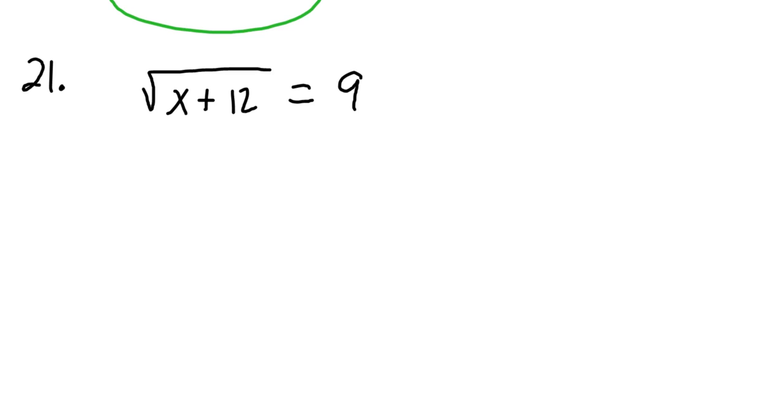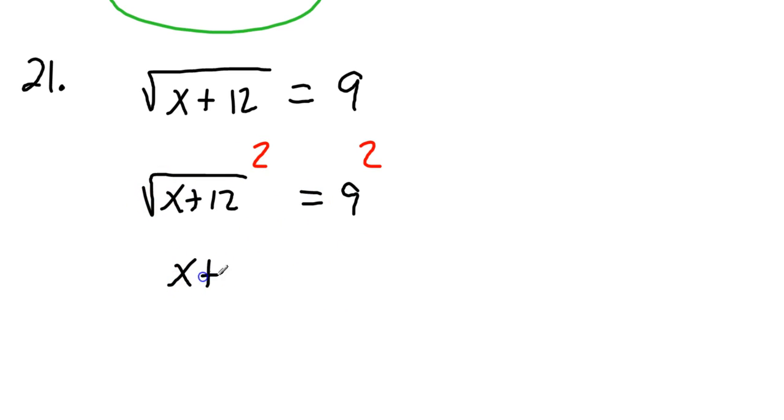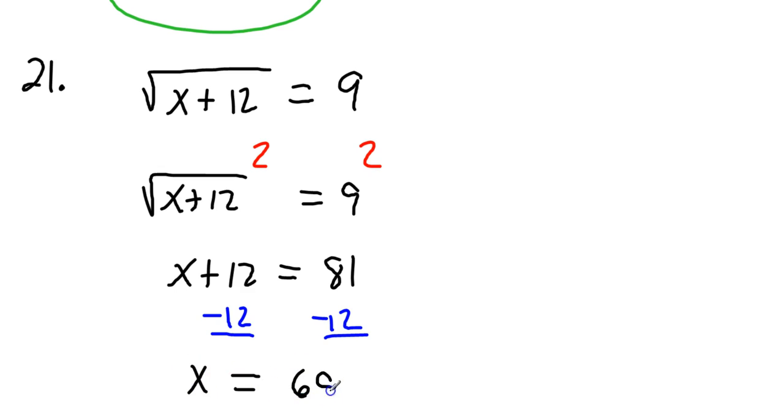Okay, same setup. You still have to get the square root by itself, which it's already there. Once the square root's by itself, we're just going to square both sides. And again, the square and square root cancel each other out to get x plus 12. 9 squared is 81. And because you had the extra part on the inside, at this point you've got to subtract 12 from both sides. So for that one, we're looking for x equals 69.